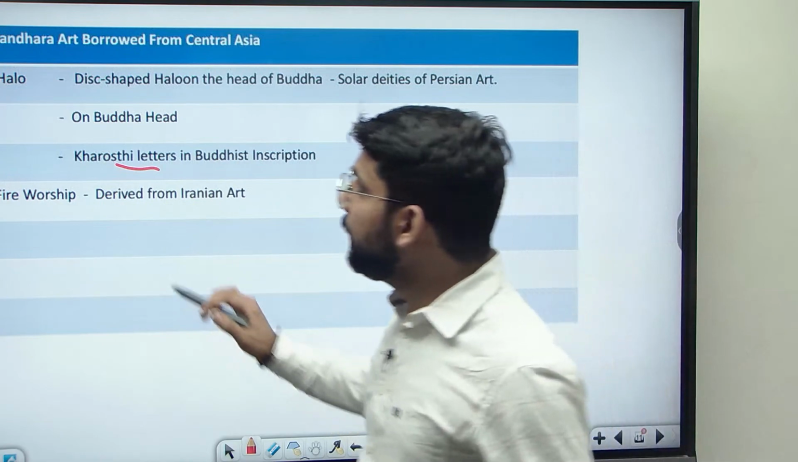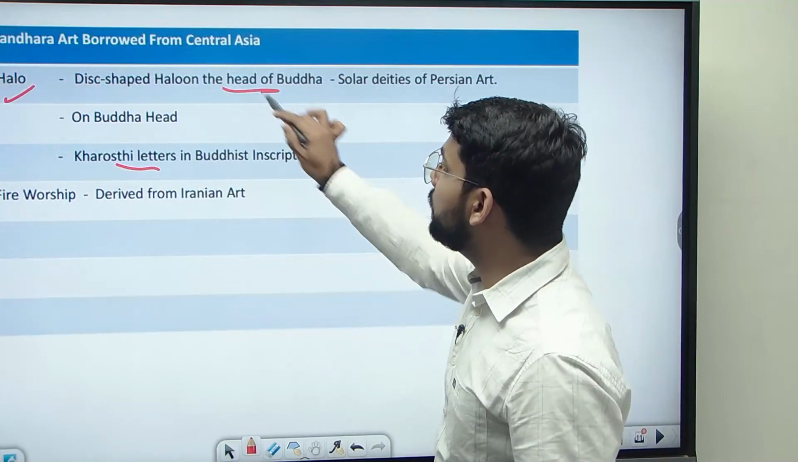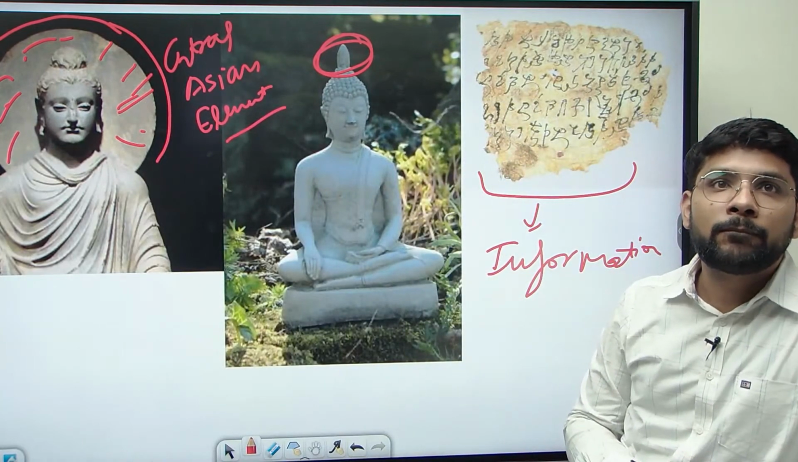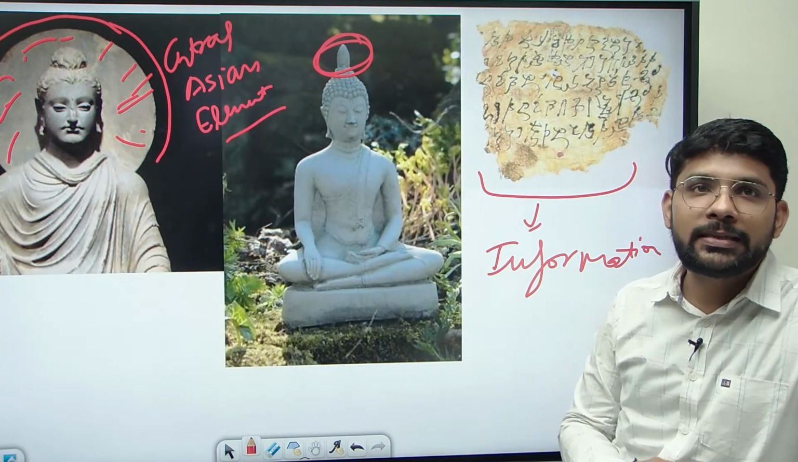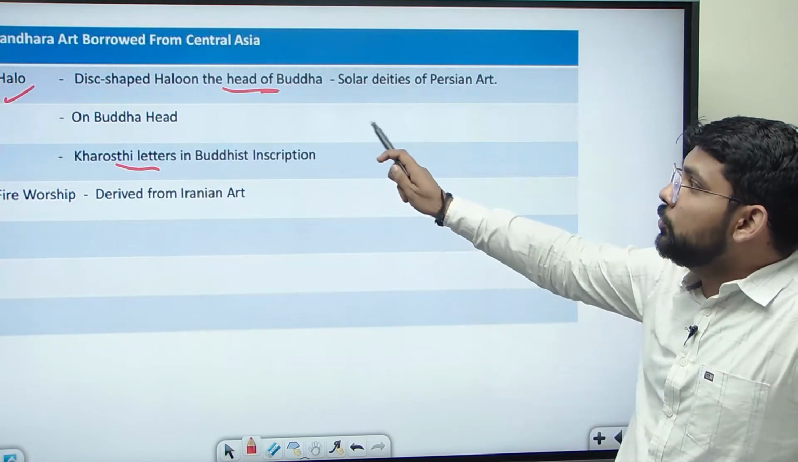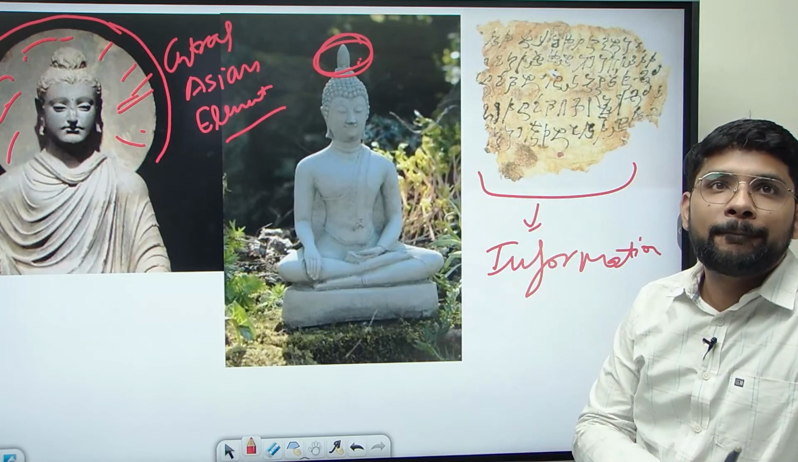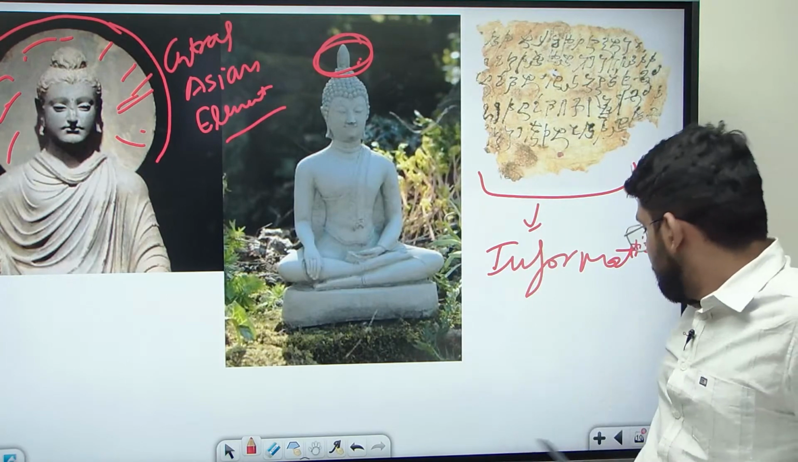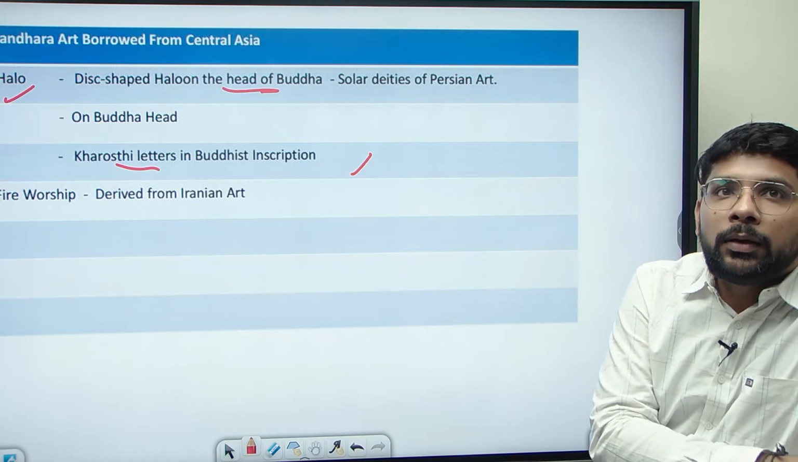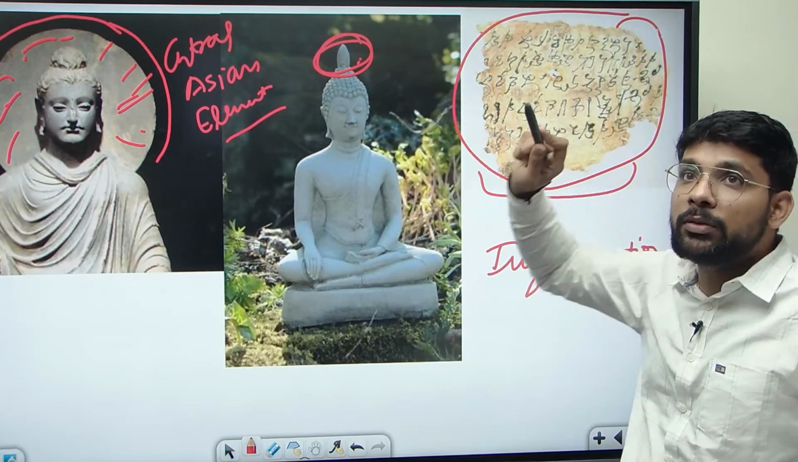First of all, we can see the depiction of halo. Depiction of halo. This is known as the halo. Head of Buddha, disc shaped. This is the depiction of halo. Disc shaped. No, this is not an Aramaic script. Kharoshthi, we can say it's one. Then use of caps on the Buddha head. This is the use of cap on the Buddha head. Then third one is script. Kharoshthi letters in the Buddhist inscription. If you see the Buddhist inscription, you will find the information in this script. And this script is known as the Kharoshthi script.